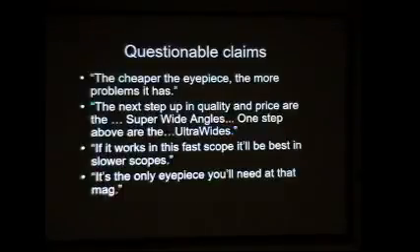I don't like anything much more than that. And if it works in this fast scope, it'll be best in slower scopes. One of the things you pay for is the ability of an eyepiece to not only work in your slow F10 Schmidt-Cassegrains, but it'll also work in your very steep light-coned Newtonians. And if it's an expensive eyepiece to correct in both cases, great.